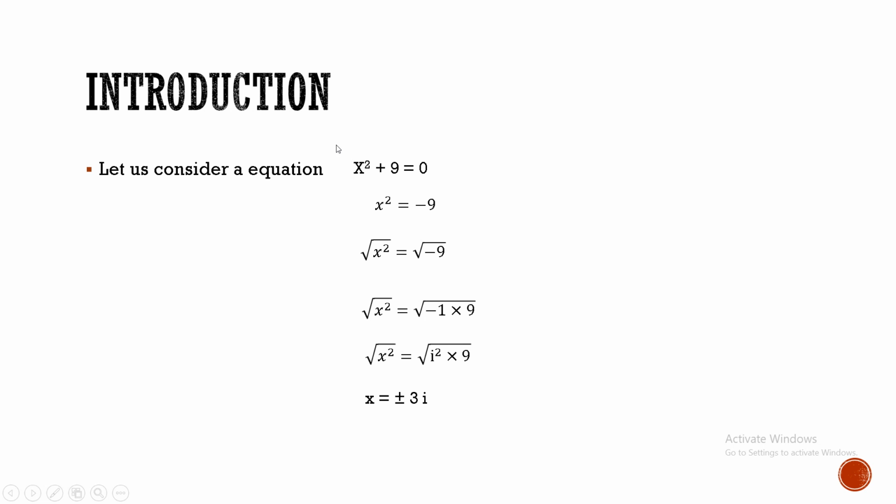For example, instead of solving x square plus 9 is equal to 0, if you try to solve some other quadratic equation, for example, you know very well ax square plus bx plus c is equal to 0 is a quadratic equation where a is not equal to 0. So if you try to solve this equation, you know very well from the 10th standard itself, the solution for this quadratic equation is x is equal to minus b plus or minus root of b square minus 4ac by 2a.